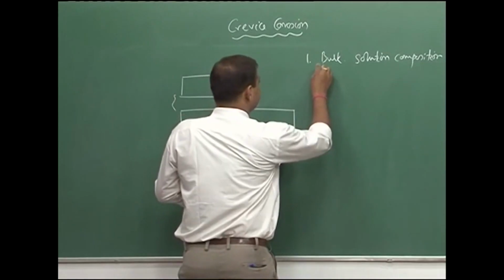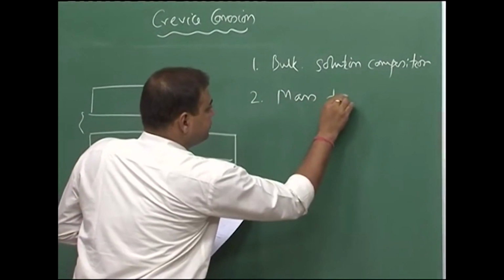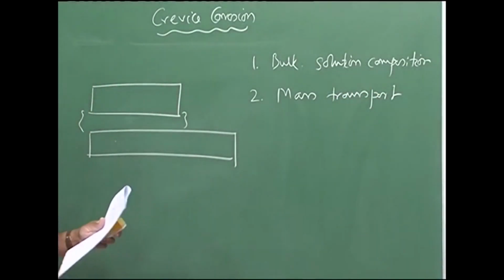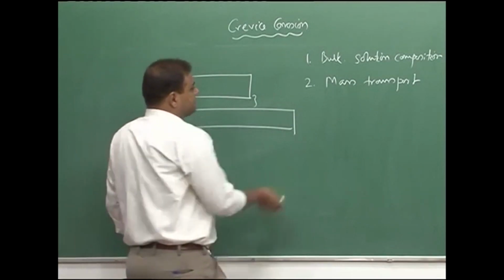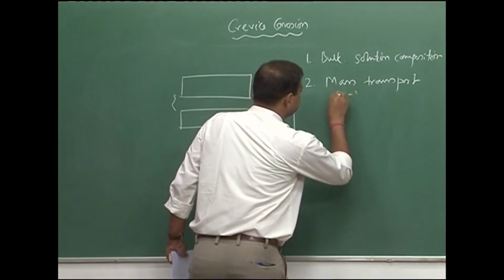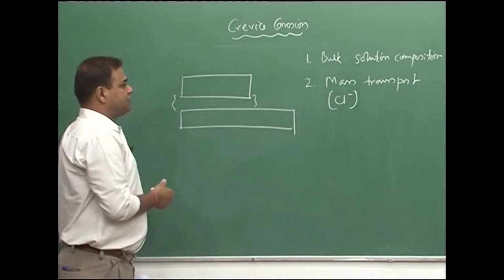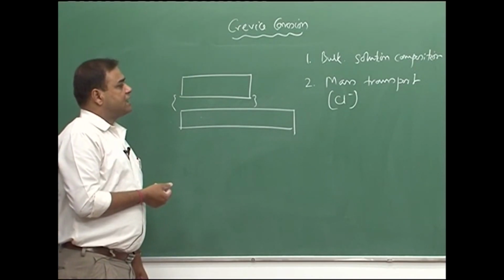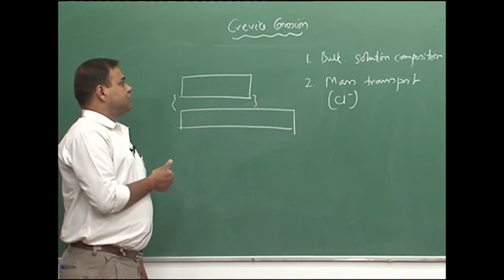And of course, mass transport, which could be migration or diffusion or convection. We will see that the mass transport, which is nothing but the chlorine ion transport in the crevice part in NaCl solution or the seawater solution, can lead to the autocatalytic nature of crevice attack.